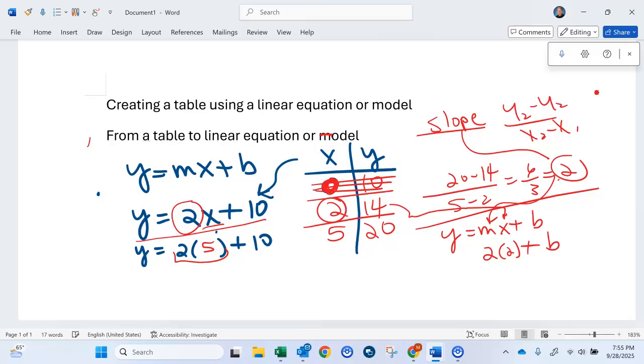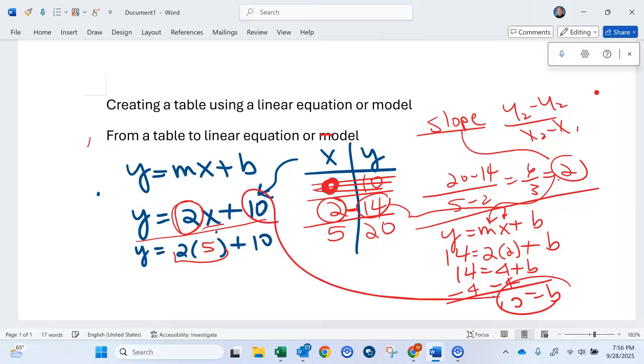That's what we need, is we need the b, because at this point we don't know b. It's 10, for example, we're going to pretend. But we also have a value of y that goes with the 2, right, which is 14, okay? So 14 equals 4 plus b, minus 4, minus 4. 10 is equal to our b. That's our y-intercept, and that checks out.